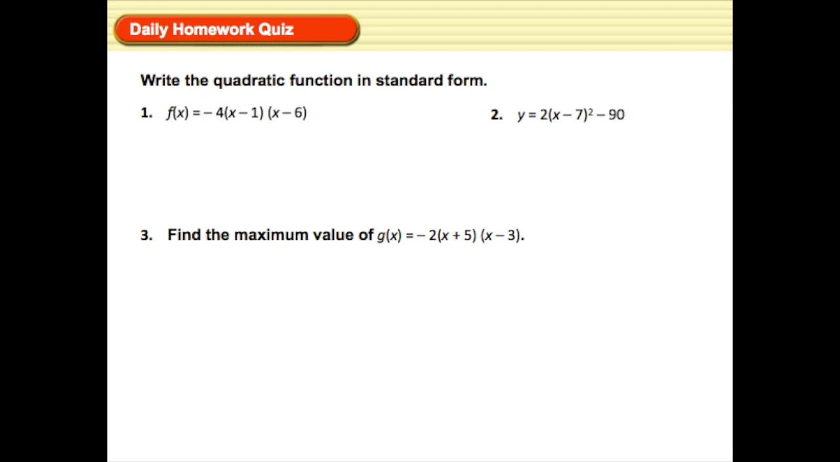And your daily homework quiz. This is the very end of our video. Write the quadratic function in standard form, so please go ahead and do 2 of those examples on your own, FOIL them out, and write them in standard form. And then number 3 says find the maximum value of the function. Remember, you can find the maximum by looking at the vertex. So whatever form you decide to work with this function in, as long as you're finding the vertex, you will be all set.